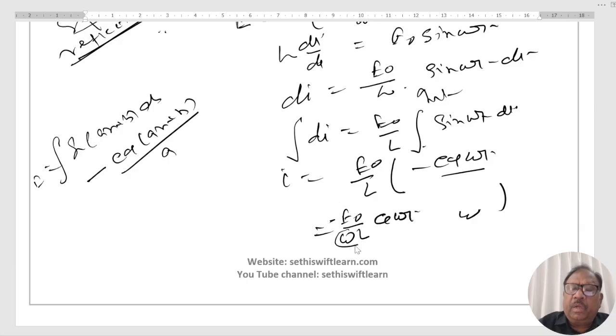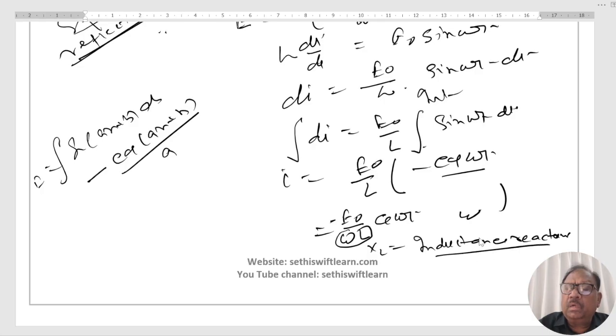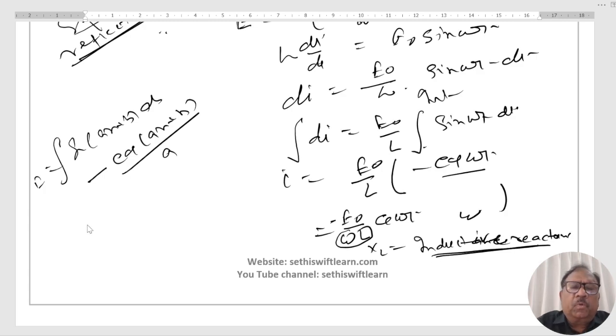This omega L can be written as XL, where XL is the inductive reactance. So this comes out to be I equal to E naught upon XL, with the cosine term.